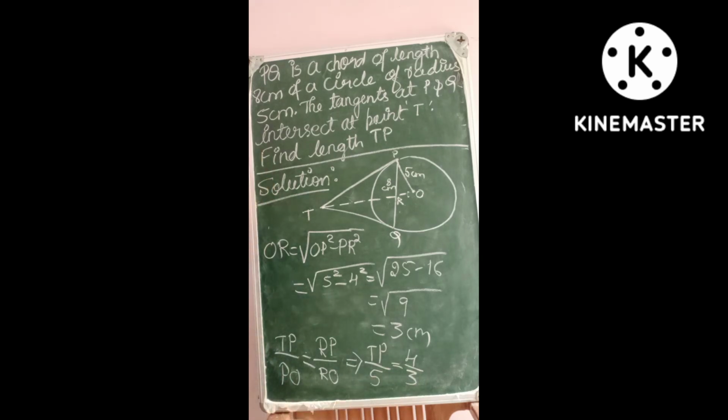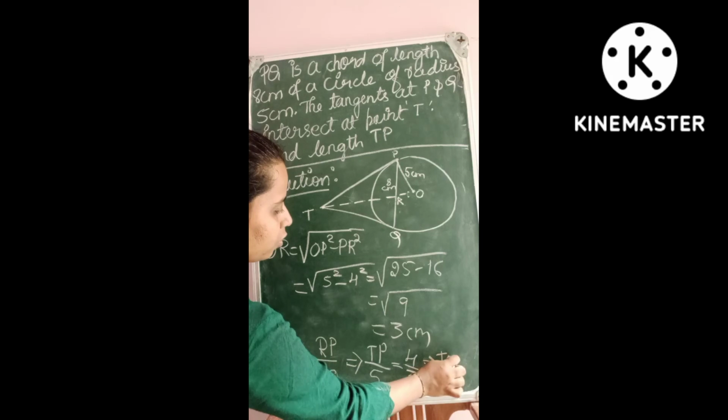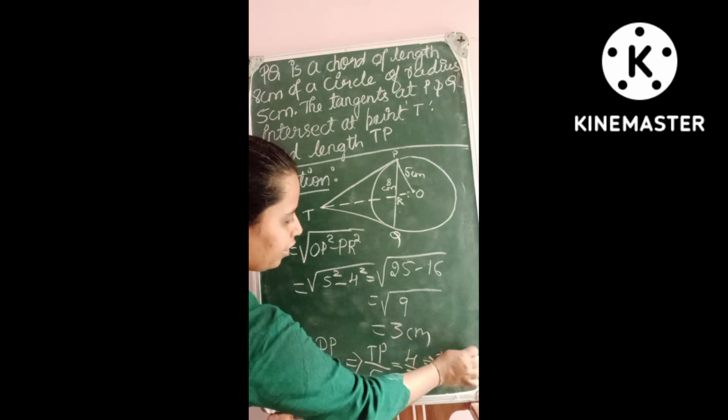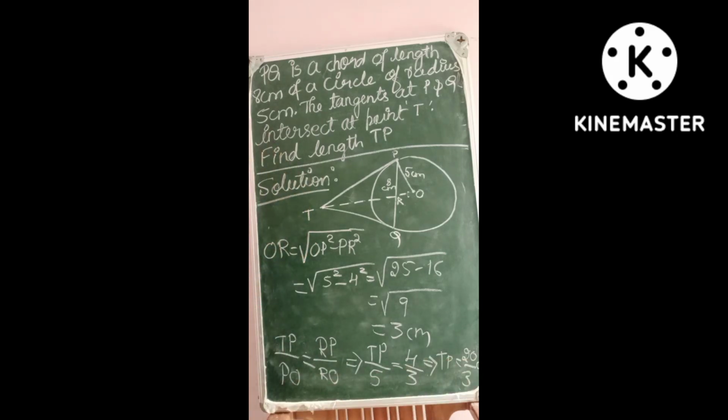So we can write TP divided by 5 is equal to 4 divided by 3, which implies that TP is equal to 5 fours are 20, 20 divided by 3 cm. This is the value of the length TP. This is the third example.